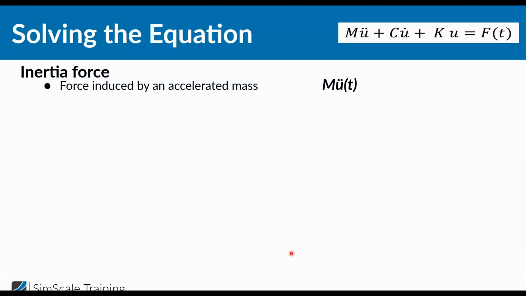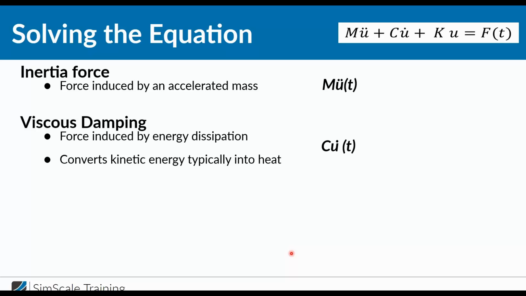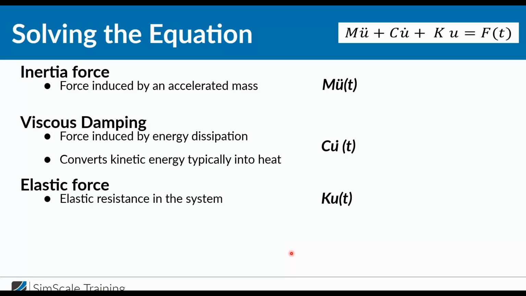As I mentioned, the inertial forces are any force induced by an accelerated mass. For example, if we take a look at the bar, it is the force induced by the acceleration of the mass of the bar. We have this damping force, this viscous damping, and basically damping is dissipation of energy, similar to friction. And similar to friction, it converts kinetic energy typically to heat. And we have this elastic resistance, the elastic force, which is based on the stiffness.